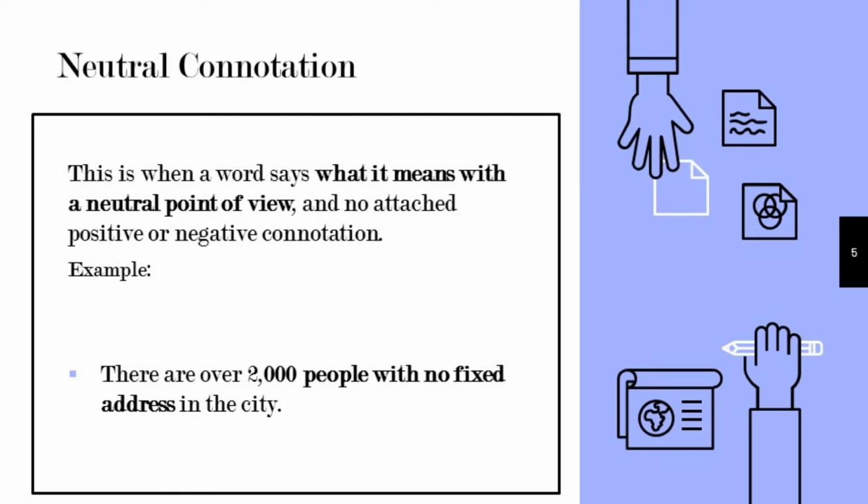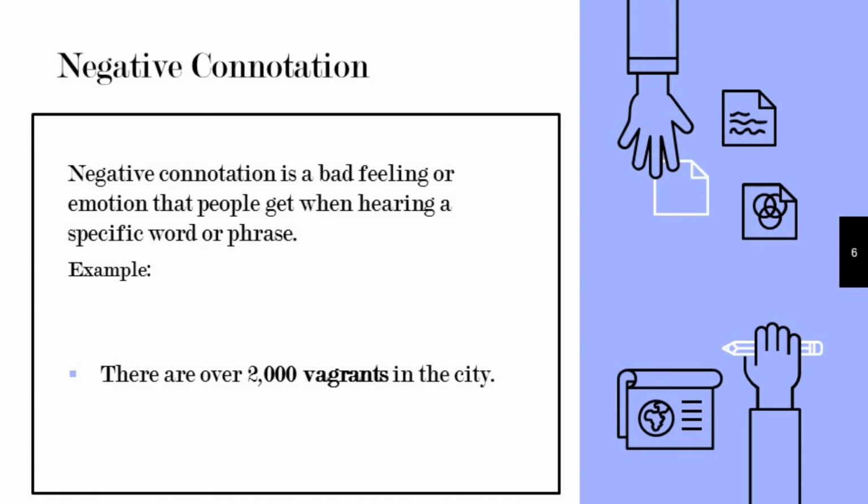For instance, he is ambitious, as a statement, implies that a person works hard and strives for success regardless of whether the ambition is good or negative. So I have here the example for neutral connotation. It says here that there are over 2,000 people with no fixed address in the city. So when we say people with no fixed address, it means that they do not have a permanent place for their living, or they are not able to get a job interview because they have no fixed address.